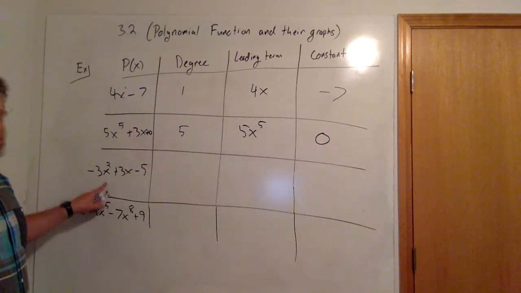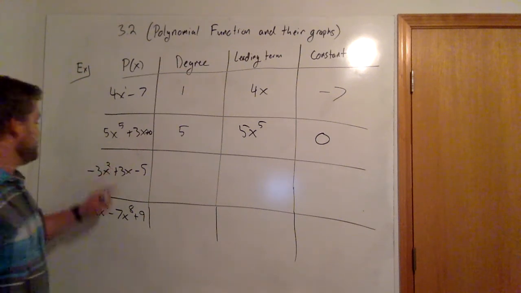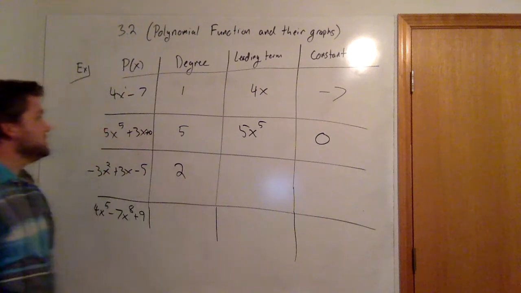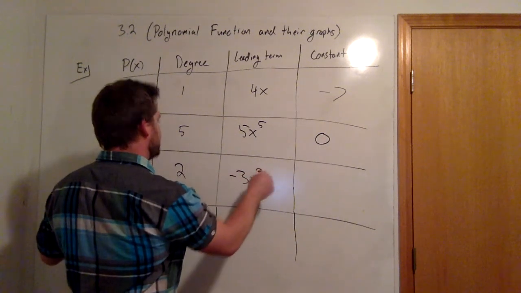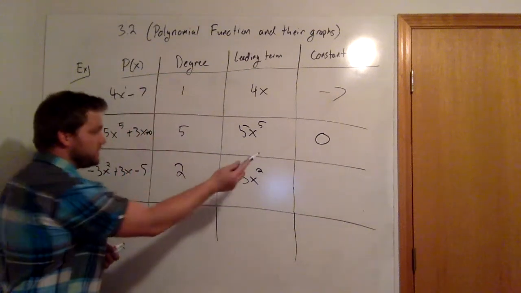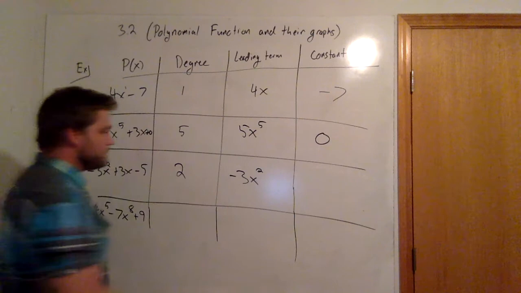For this example here, this is a quadratic. It's a second degree polynomial. The leading term is the negative 3x squared. The leading coefficient would be negative 3. And the constant term would be negative 5.